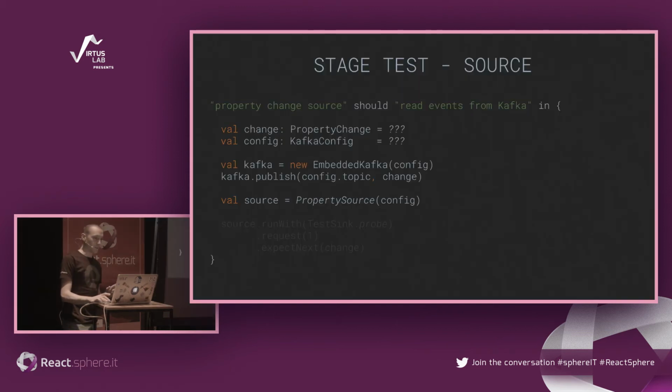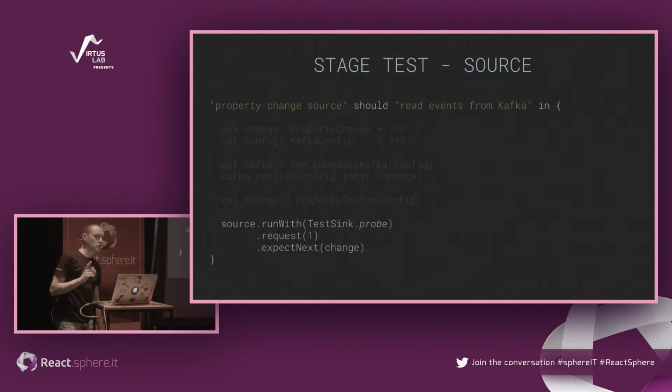So let's just quickly compare and contrast here. So let's take the Kafka source, for example. So there's a few things we need to set up before we write the proper test. So we want an embedded Kafka to run. We want some change that we publish to it. And then at this point, we can create our source, right? This is our source to be tested, right? So we create one. At this point, if we use test kit, the test will look like this. You can run your source against a test sink that materializes to a probe.